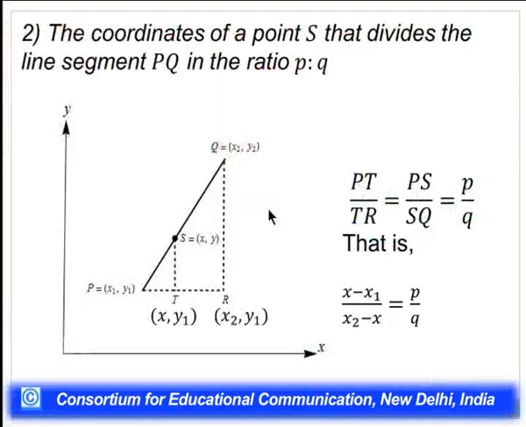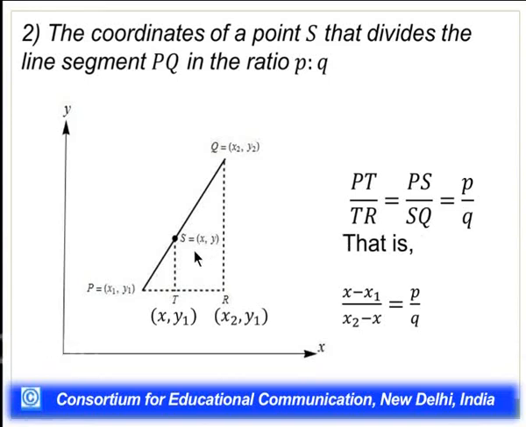The second result that I want to talk about from coordinate geometry is what is popularly called the section formula. Now, the idea here is that let us suppose we have a point S. This point S divides the line segment PQ. Please look at this picture on slide 4. The point S divides the line segment PQ in the ratio lowercase p to lowercase q, which is to say that if we take the ratio of the segment PS to SQ, then PS divided by SQ is going to be equal to lowercase p divided by lowercase q.